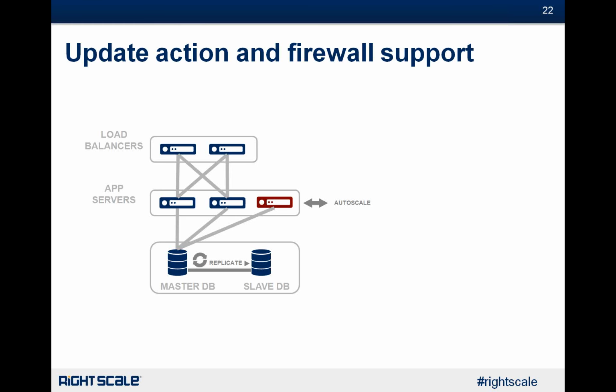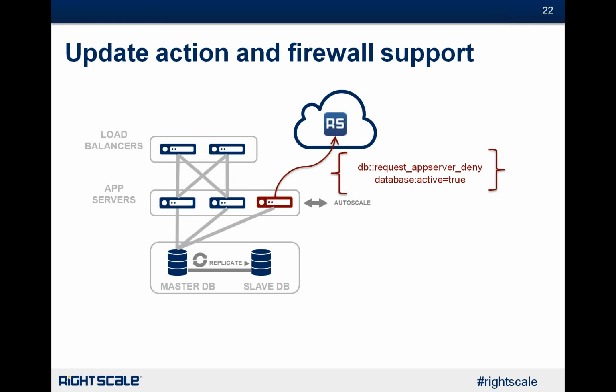So that's what this demo is going to do. So the VM's about to shut down. It runs its decommission scripts and says, I want to run the request app server deny for all the active databases out there. RightScale platform then routes that to your active databases and says, hey, run this script, and here's the IP address of the app server that's going down, and the database will close its connection and then the app server shuts down. So I want to just show you that real quick.